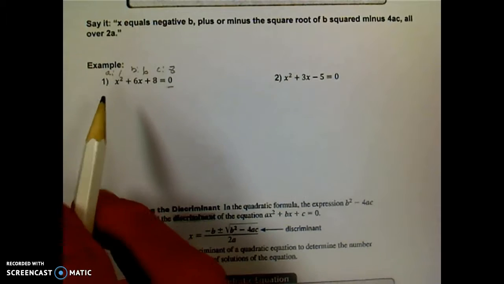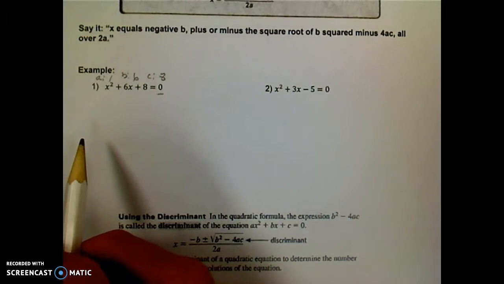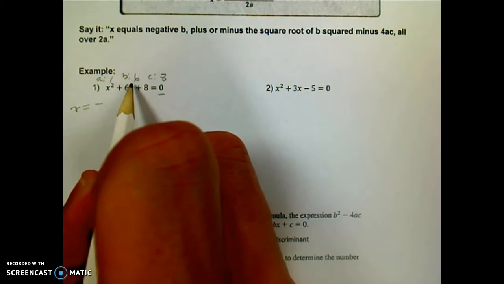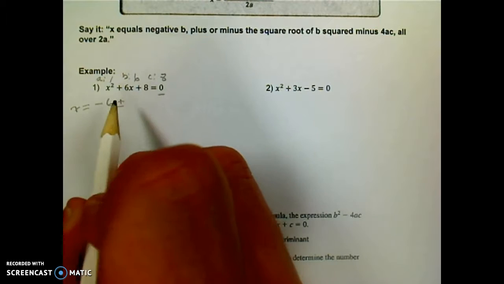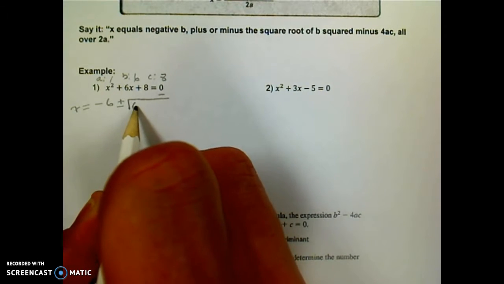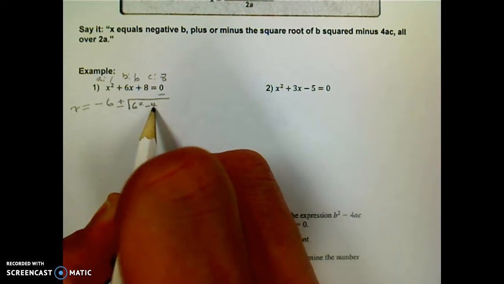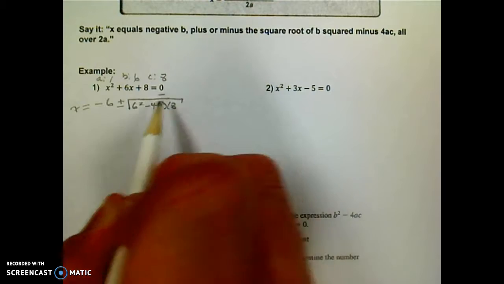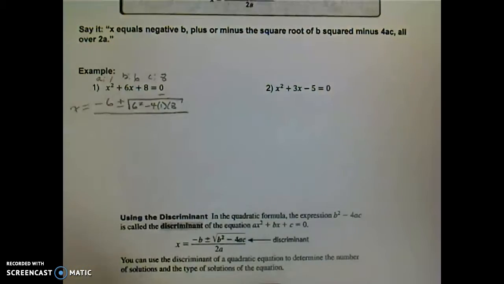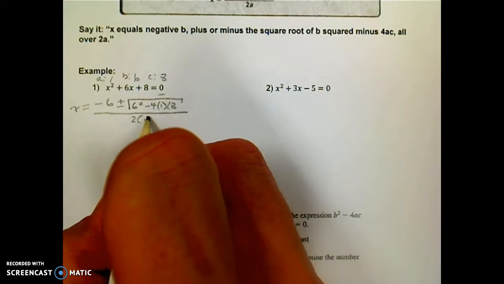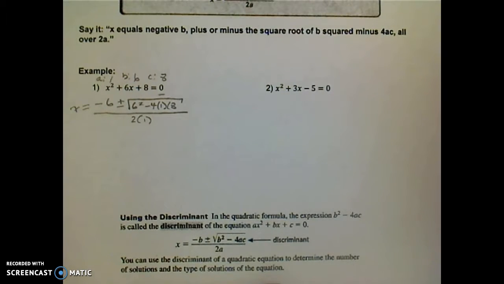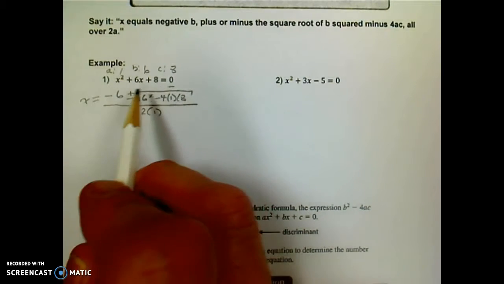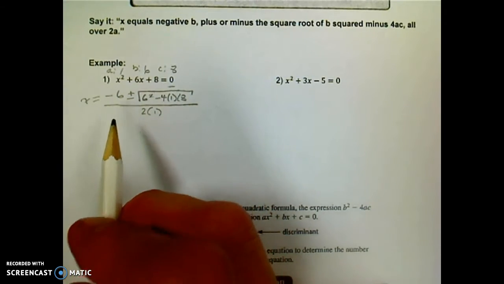So now let's take those a, b, and c values and insert them into our quadratic formula. X equals the opposite of b, which is the opposite of 6, plus or minus the square root of b squared, which is 6 squared, minus 4 times a, that's 1, times c, which is 8. All of that is in the numerator, over 2 times a, which is 2 times 1. Now in 2 steps, we're going to simplify this down from something that looks pretty horrible to something that's pretty manageable.